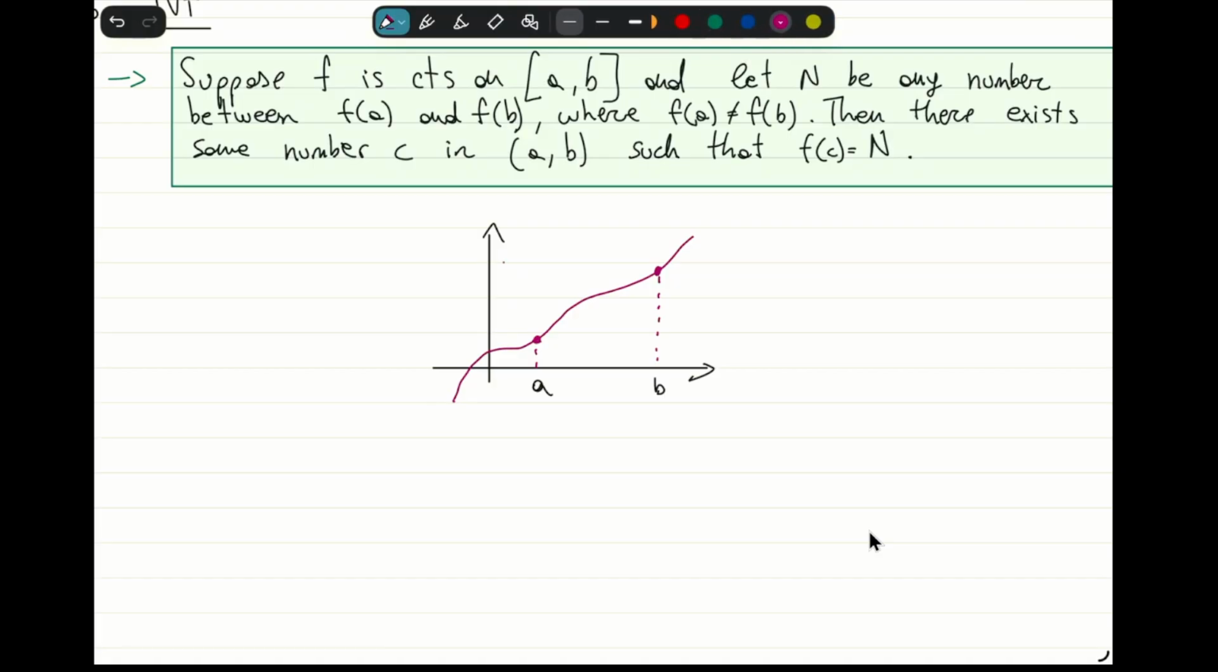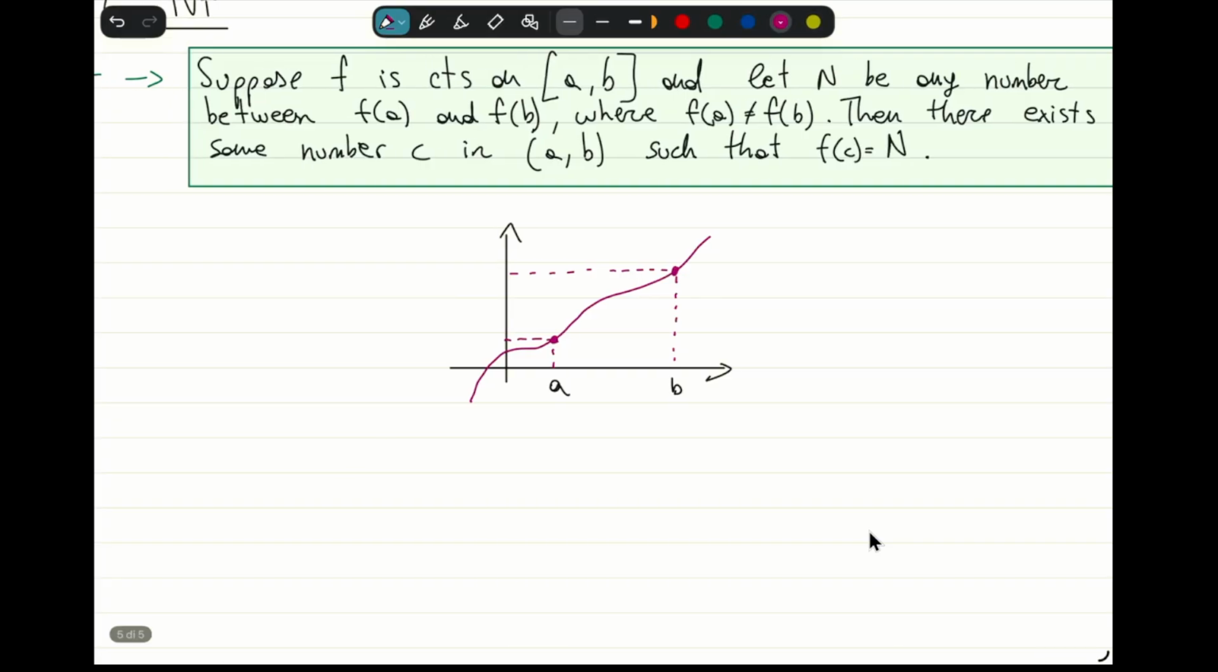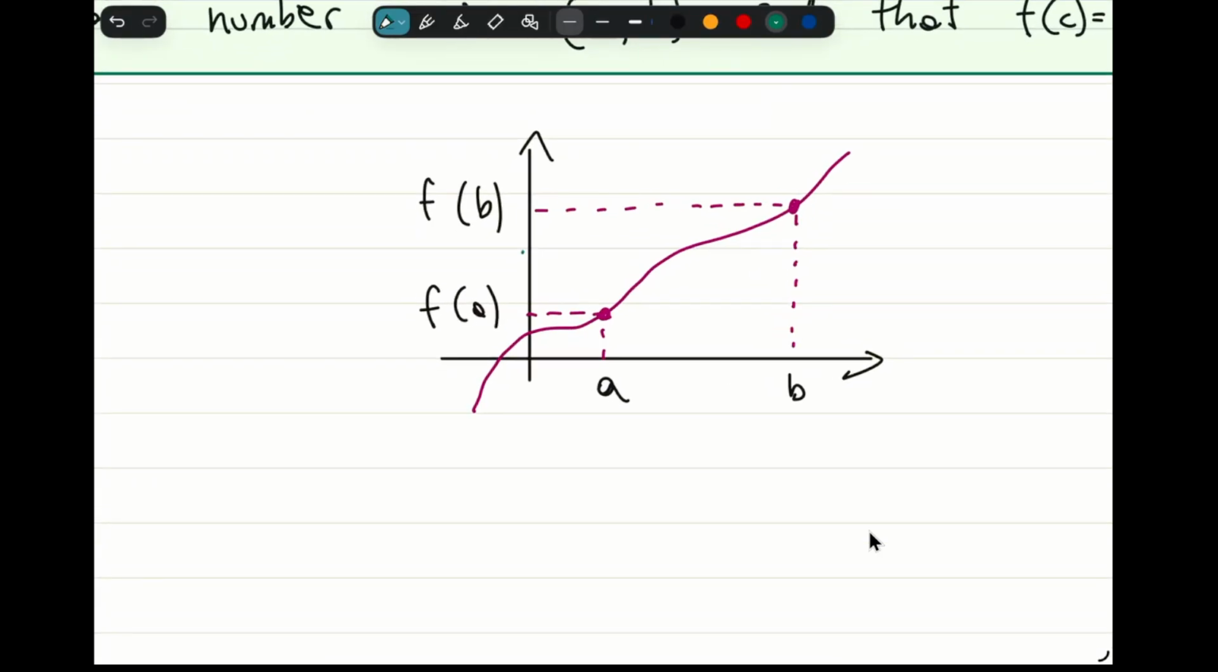Now these two evaluated, oh my god, I can't draw straight lines. These two evaluated at these points will be f of a, we'll call them f of a and f of b. Now if we take any value in between that interval and we call it n, and we take a c down here.